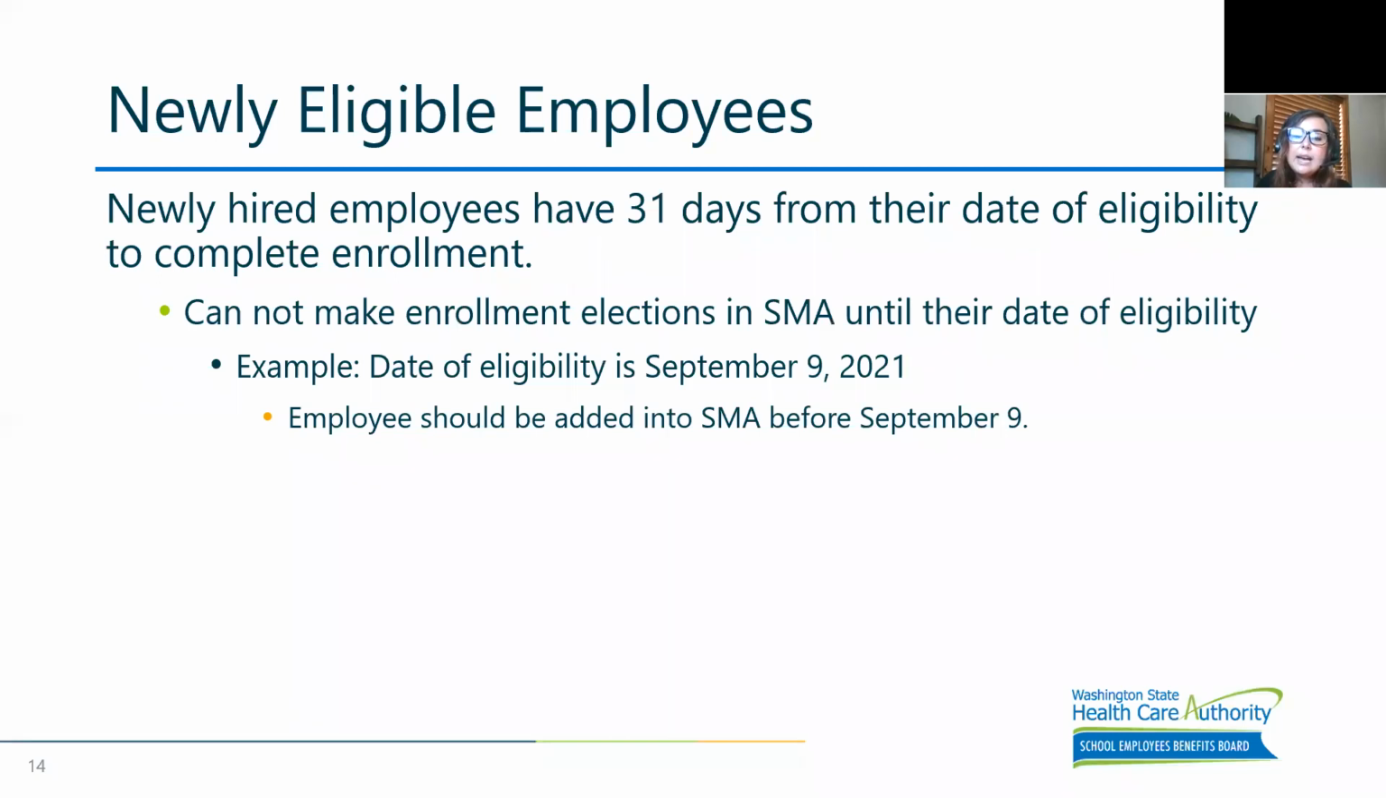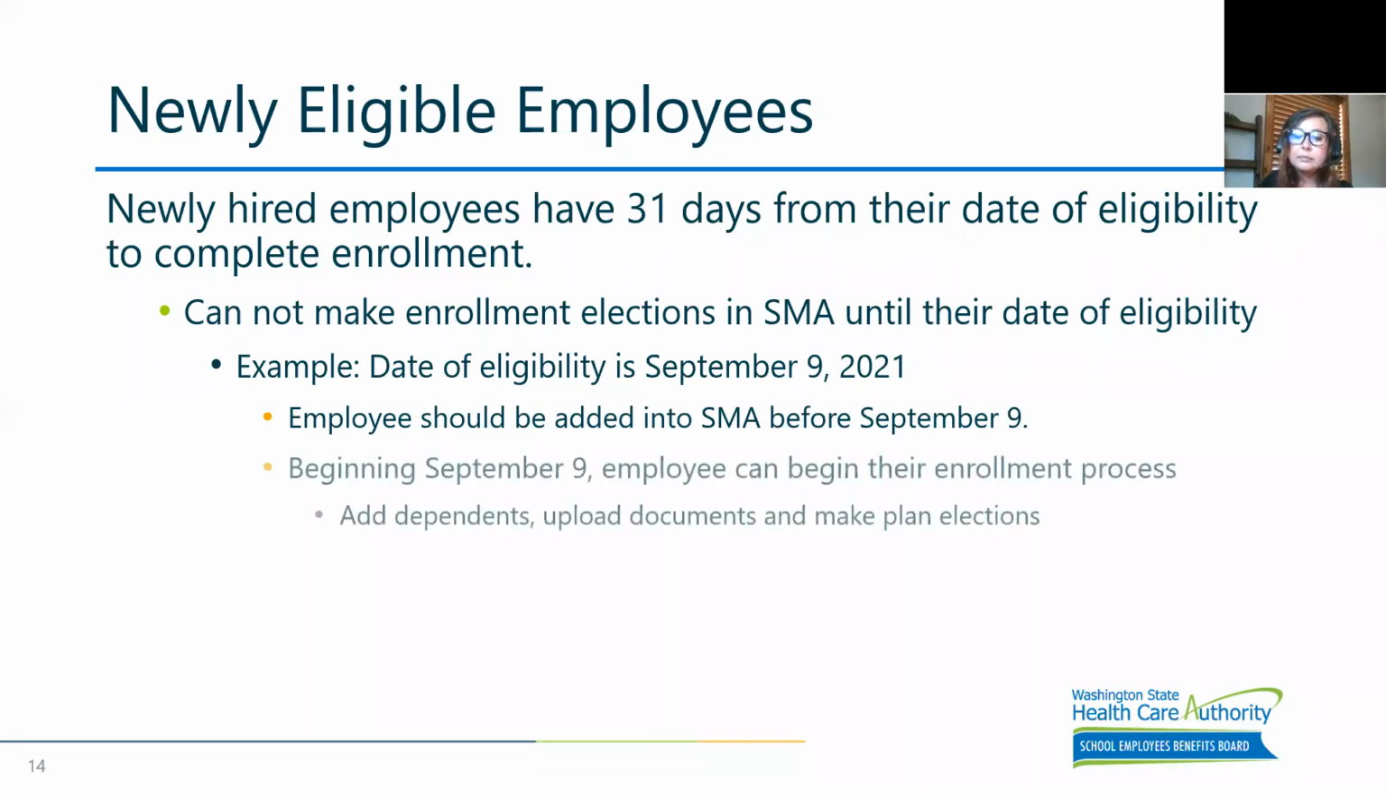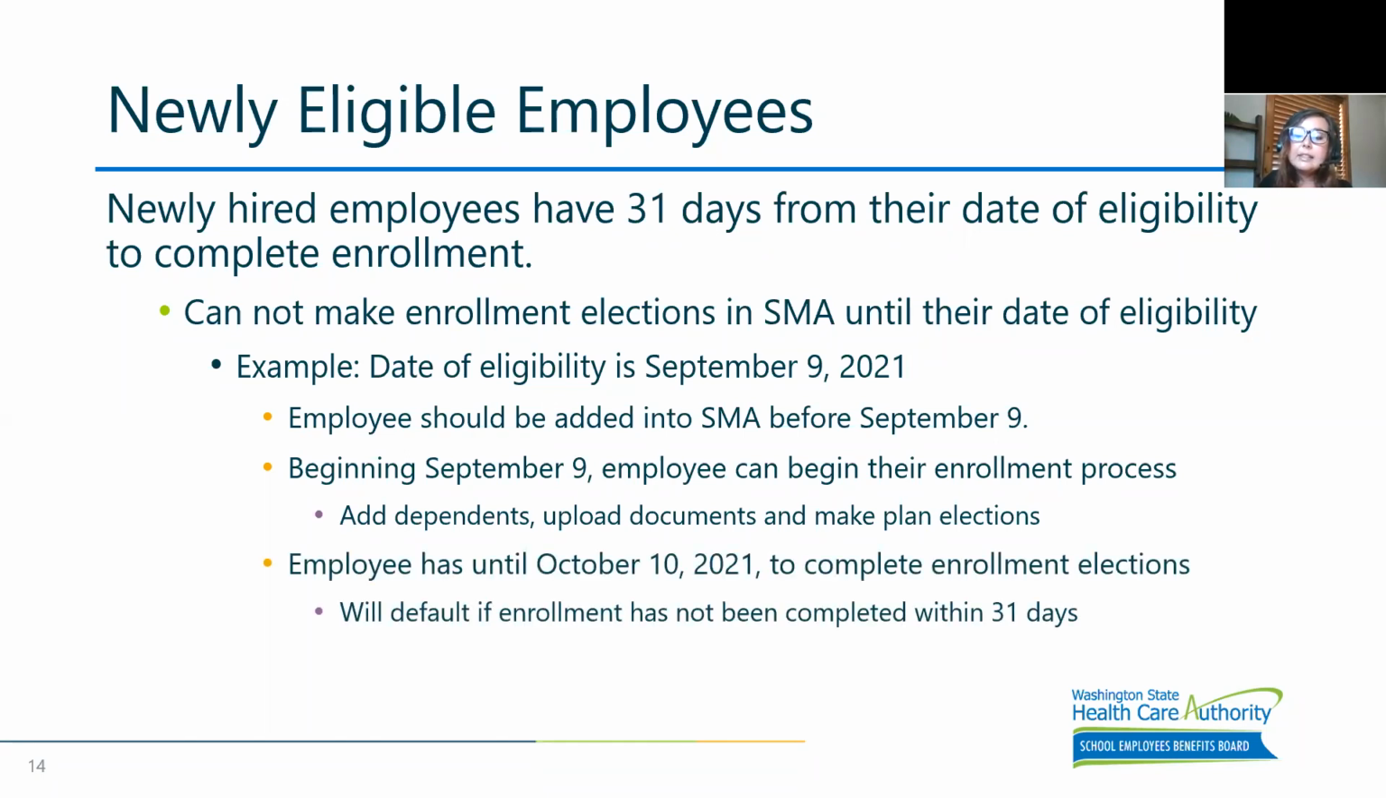So let's say we have an employee with a date of eligibility of September 9th. The employee should be added by their benefit administrator as a new subscriber prior to their eligibility date of September 9th. Then beginning September 9th, the employee can sign into SEBB My Account and begin their enrollment process in the newly eligible tab. In this case, the employee has until October 10th to complete their enrollment elections. That's their 31-day initial enrollment window.